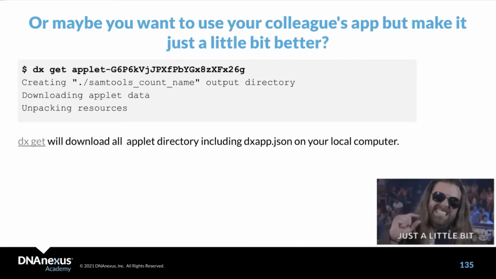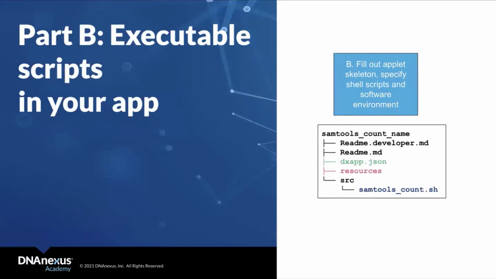Just a quick note. For all apps that are globally available and applets, you can basically use the dx get command. And this is a great way to tweak an app if you don't like it, as Anastasia said, but it's also a great learning opportunity. Yeah, and it's not only for applets, but also for workflows, and you will be seeing it in the workflow part. So now we will go to part B, executable scripts in your app.